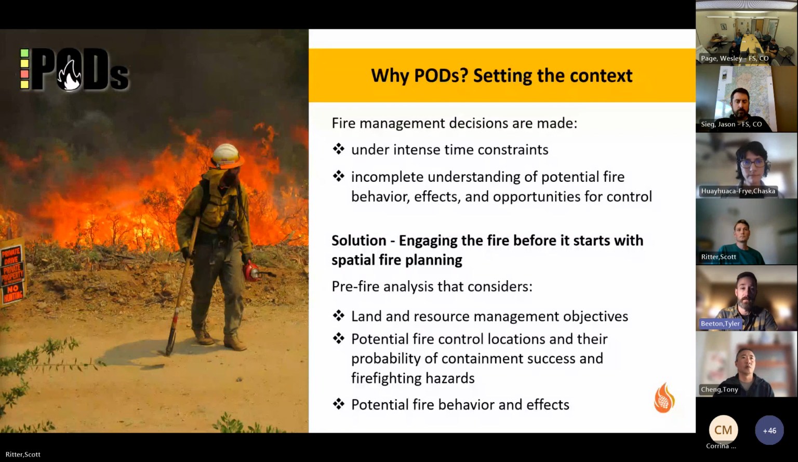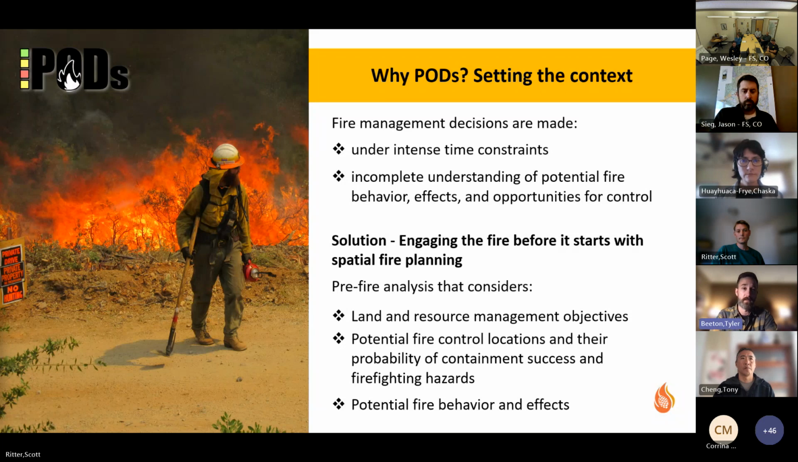But just to set the context here, most of this doesn't need repeated for this audience, but just to get everyone on the same page, we all know that fire management decisions are made under intense time constraints, and they're often made with imperfect understanding of what is the fire behavior. So what's the fire going to do? What are the effects of the fire going to be on the things that we care about? And where are we going to contain it? What are the opportunities for control?